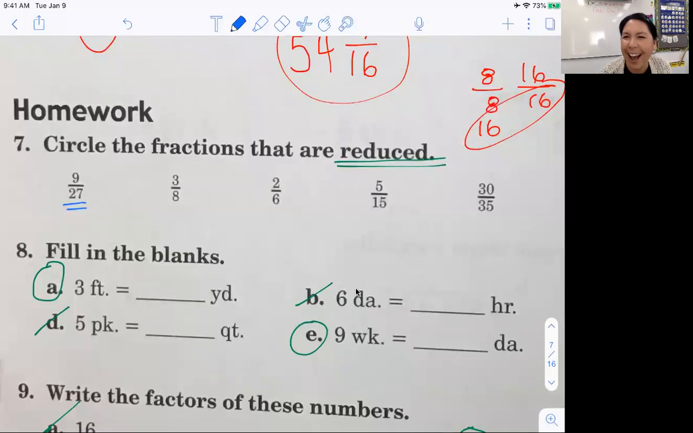I could divide by 9, right? 9 divided by 9 would be 1. 27 divided by 9 would be 3. So this one is not reduced. I am not going to circle it.